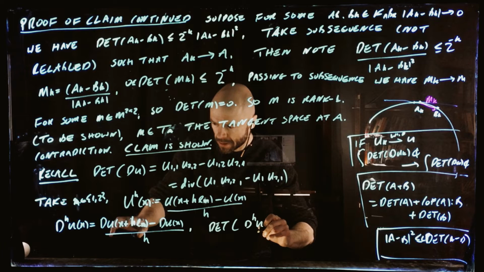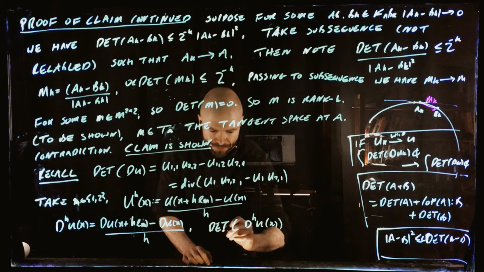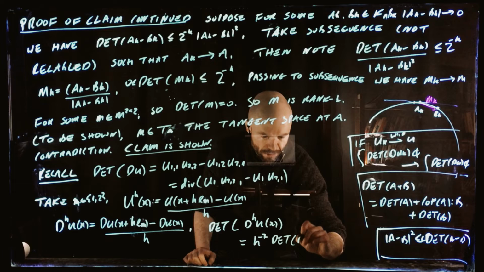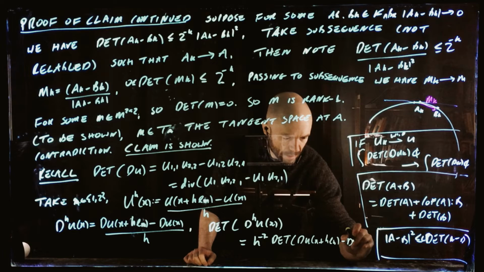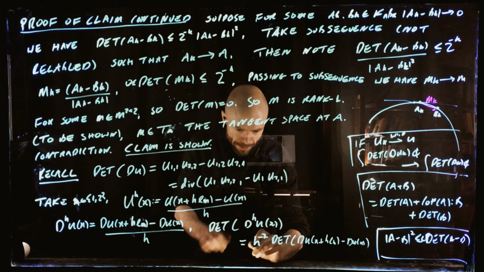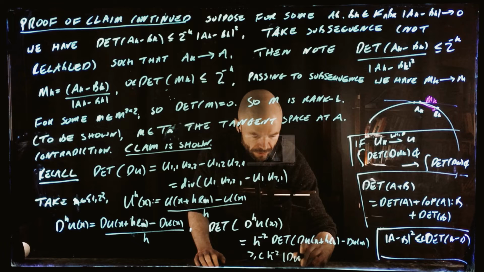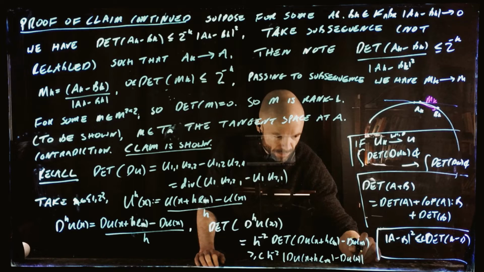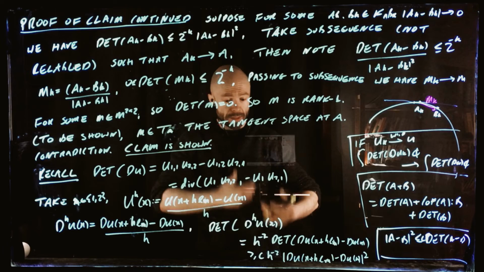Since these guys are inside our set K, this will be equal to h to the minus 2, the determinant of this difference, the Du of x plus h e_k minus the Du of x. Right, and by the bound that we've established, this thing will control h to the minus 2 of actually this difference. Oops, this is m. Okay, yeah.